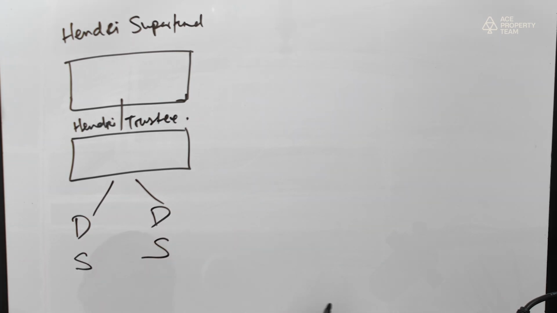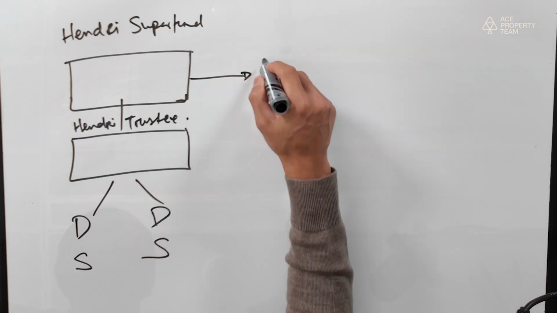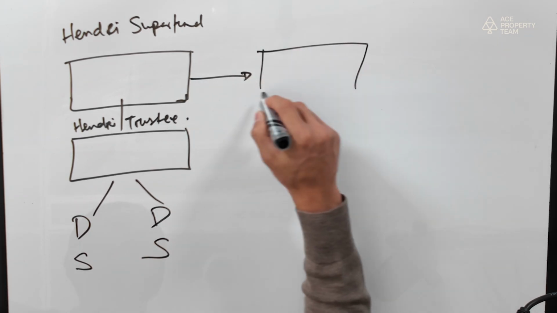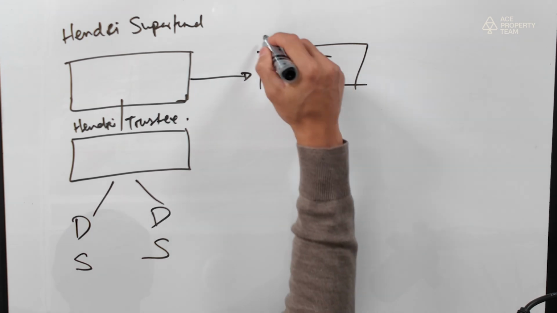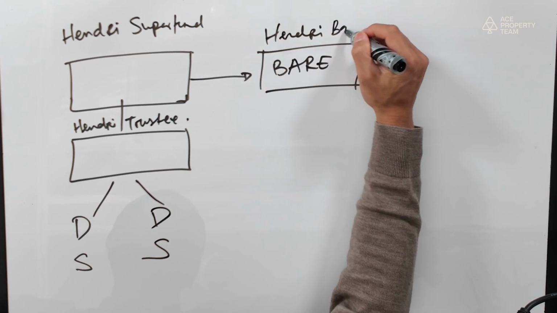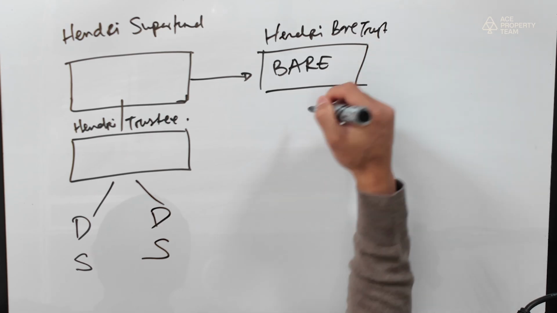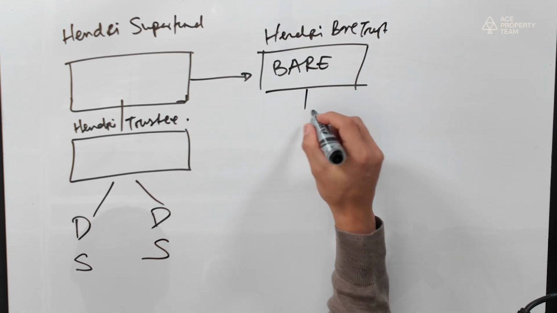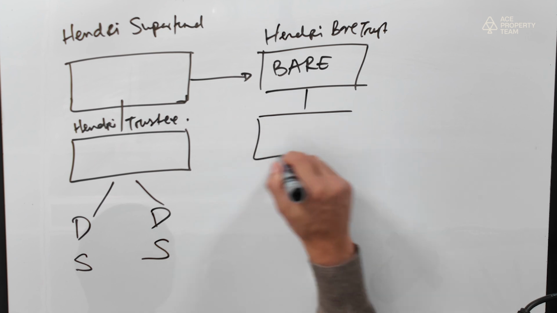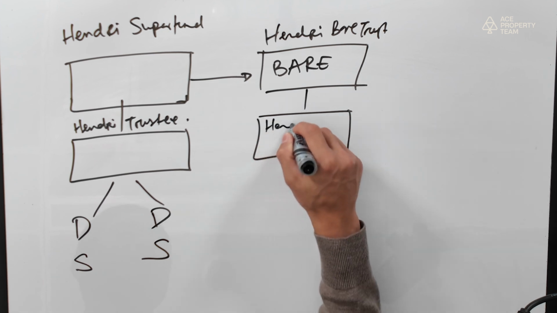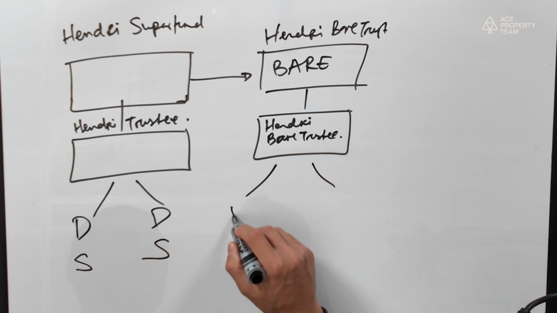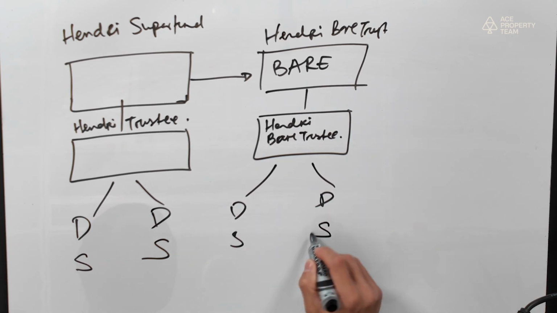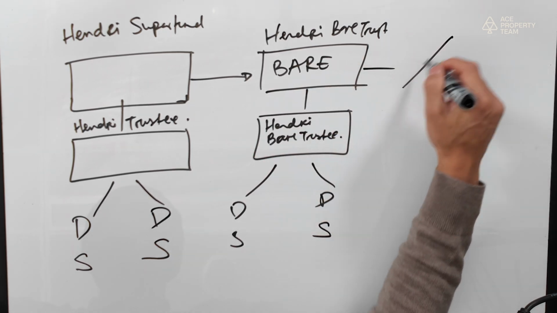Because I'm buying a property, I am needing to borrow money, and so we need what's called a bare trust. That's B-A-R-E trust. And let's call this Hendri Bare Trust. And again, this particular trust will have its own corporate trustee. So again, let's call this Hendri Bare Trustee. And again, I'll be the director and shareholder as well. And that's what's going to own the investment property itself.